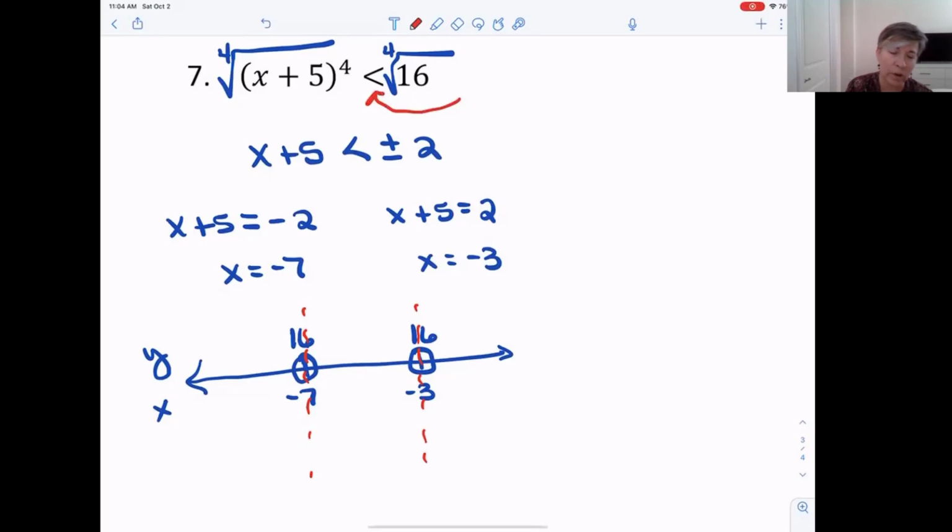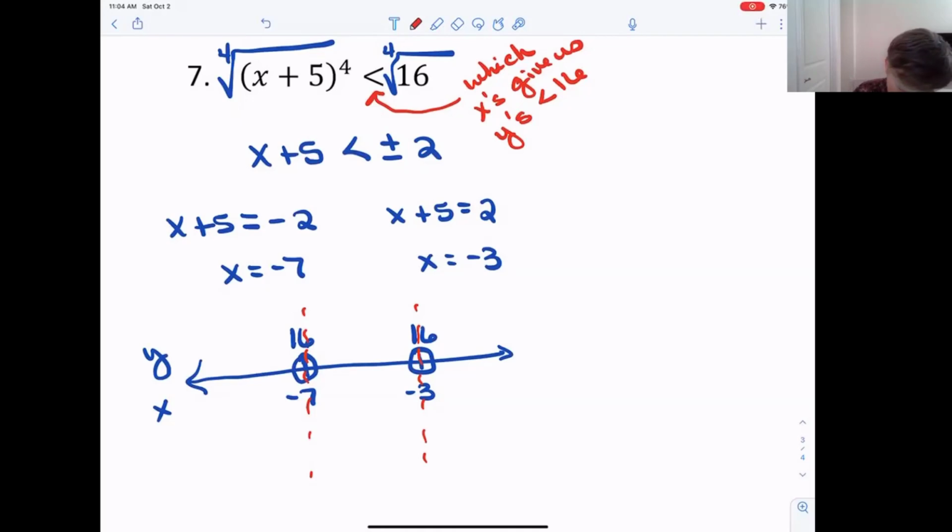This time, instead of just knowing where it's positive and negative, because we were comparing to 0, they're asking us which x's give us y's smaller than 16. So let's pick a test point to the left of negative 7 on our x's. So maybe negative 10. If we had negative 10 plus 5 to the 4th power, that would be negative 5 to the 4th power, which would give us a positive 625. That y value is definitely larger than 16.